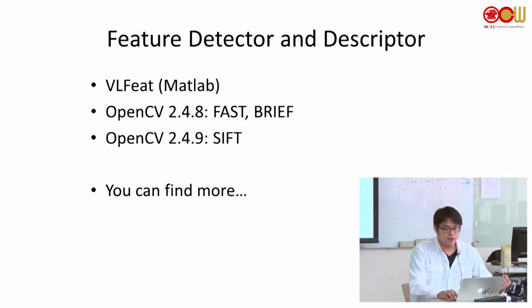Okay, and today we will just introduce some of the features. They are my favorite feature detectors or descriptors, and you could find much more in the VLFeat library, or you could also find them in OpenCV. So today we will start with the FAST corners, and then we will talk about SIFT, one of the most widely used features. Finally, we will mention BRIEF.